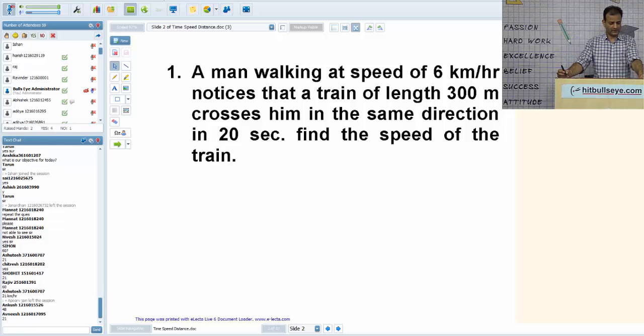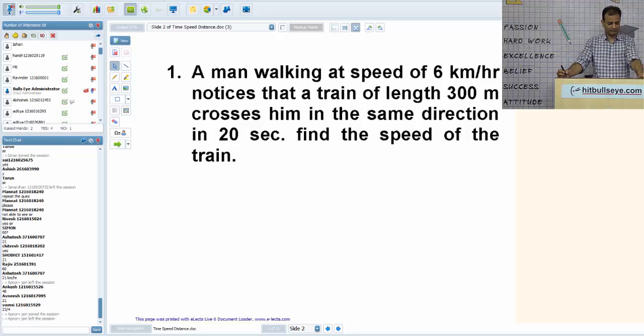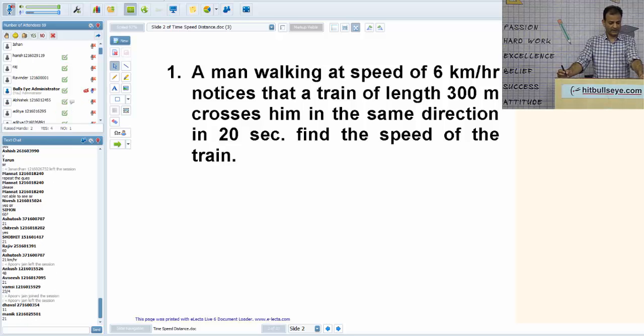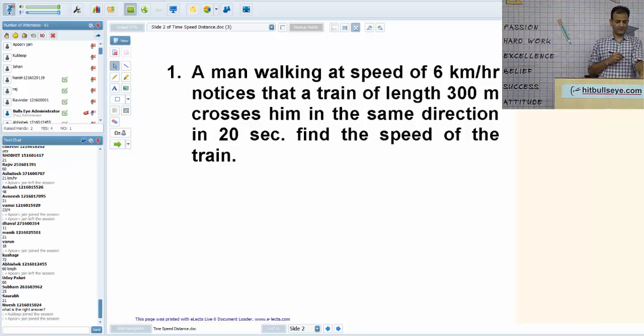Please write the answer in kilometer per hour. Most of the students are writing 21. Just check your calculations, check your units. Very basic question, but most of the students are getting it wrong.